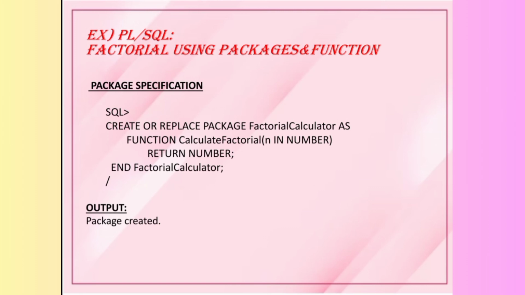Here, first step, package specification. Create or replace package, then the package name. Here the package name is factorial_calculator. Within the package, create a function called calculate_factorial. It contains n as the parameter, and the return type is number. So it is ended with an end statement. Here we end the package using the end statement for factorial_calculator. The output when executing this program is only that the package is created.